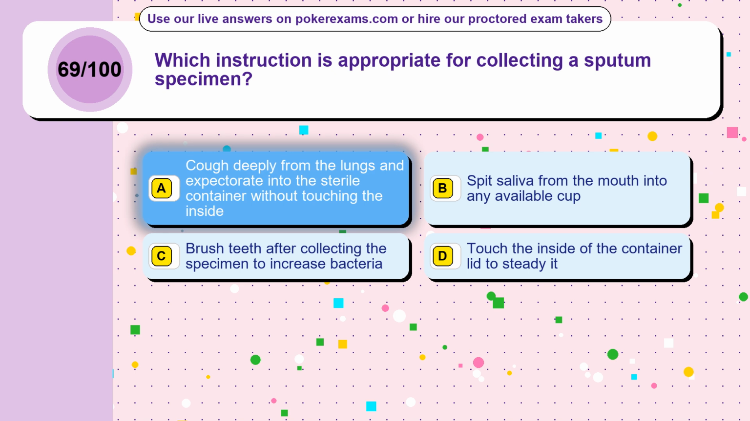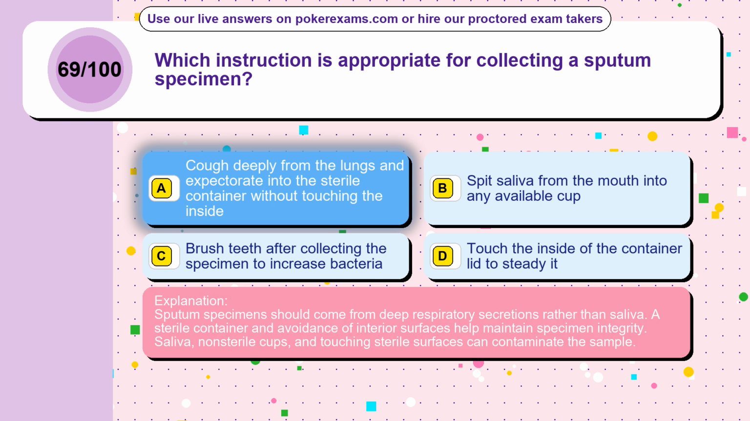The correct answer is option A. Cough deeply from the lungs and expectorate into the sterile container without touching the inside. Sputum specimens should come from deep respiratory secretions rather than saliva. A sterile container and avoidance of interior surfaces help maintain specimen integrity. Saliva, non-sterile cups, and touching sterile surfaces can contaminate the sample.